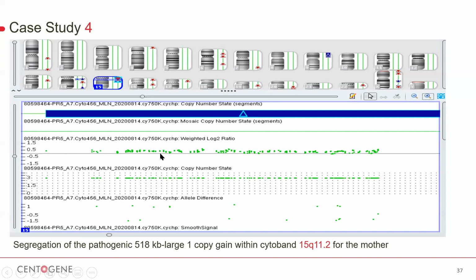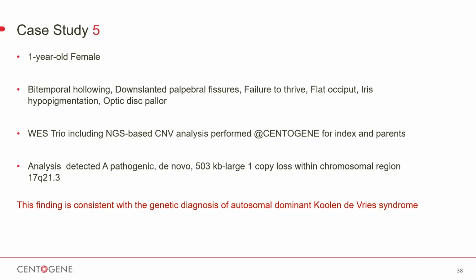region in the mother. The fifth case is a 1-year-old female presenting with dysmorphic features: temporal hollowing, downward slanting palpebral fissures, failure to thrive, flat occiput, iris hypopigmentation, and optic disc pallor. Whole exome trio was performed at CentoXome, including the NGS copy number variants for the index and the parents, and analysis detected a de novo pathogenic deletion of about 503 kilobase pair, corresponding to the long arm of chromosome 17, band 21 subband 3, which is consistent with the genetic diagnosis of autosomal dominant Koolen-de Vries syndrome.